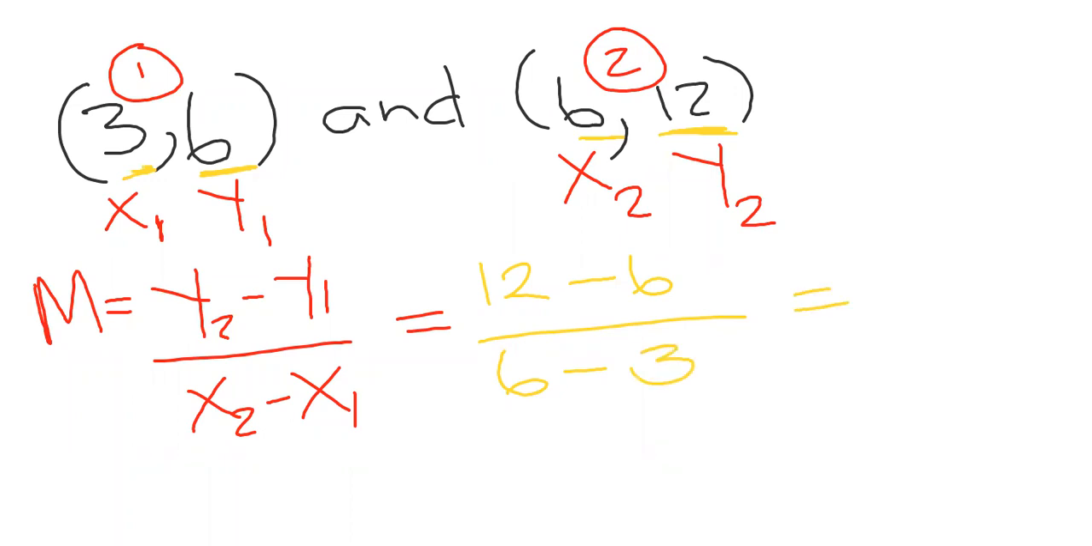12 minus 6 gives us 6. 6 minus 3 gives us 3. Then solving 6 divided by 3, we get 2. So the gradient of this line that is passing through these coordinates is 2.